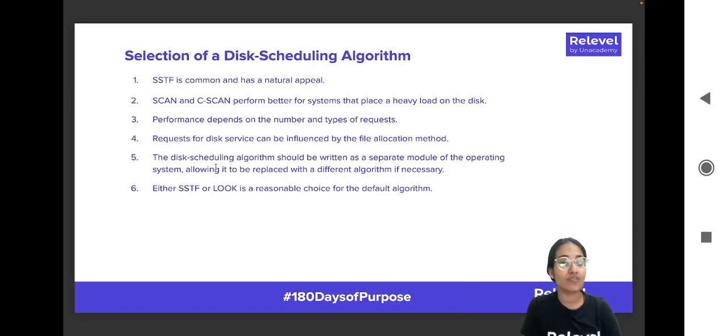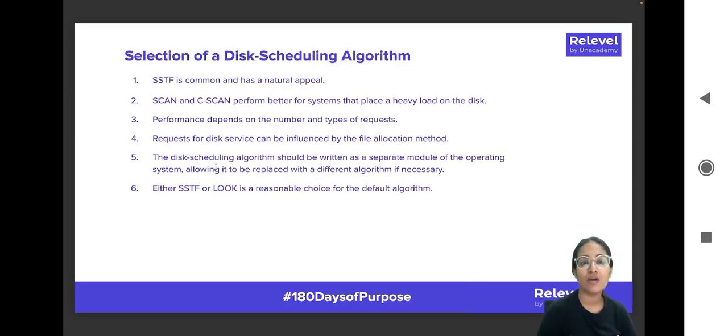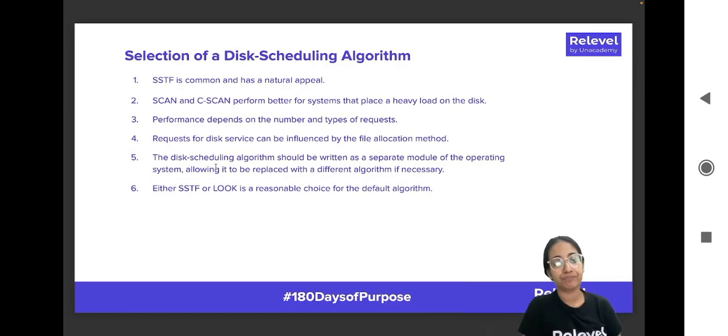If you have a disk which has a heavy load, with a lot of incoming requests at a very high rate, in that situation you want to make sure that there is a uniform distribution of requests and there's no starvation. So you can prefer either SCAN or C-SCAN, right? Also, the performance not just depends on these algorithms, but it's highly dependent on the number and types of requests. So you should also take that into consideration whenever you are selecting a disk scheduling algorithm.